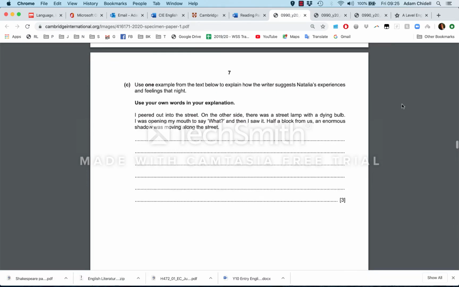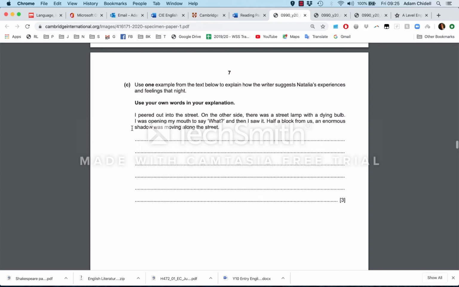Okay, let's have a look now at question 2C, which asks you to use one example from the text below to explain how the writer suggests Natalia's experiences and feelings that night. And for this one, clearly you are going to have to use your own words. And this is the short piece of text that you need to look at and choose one example from.